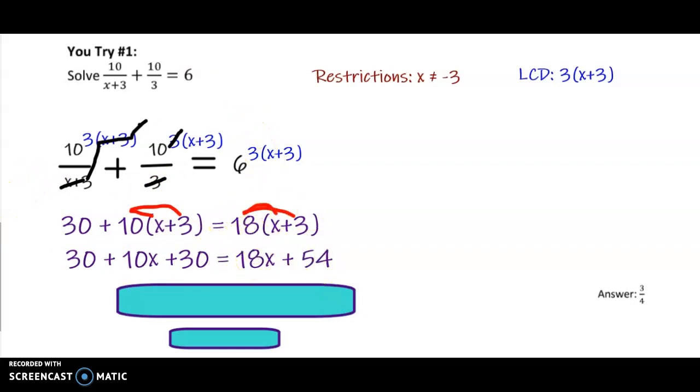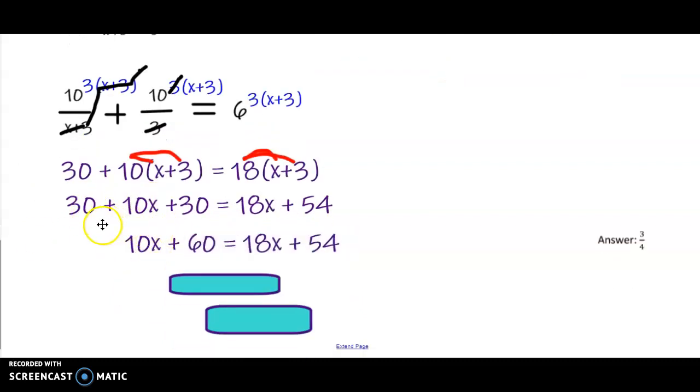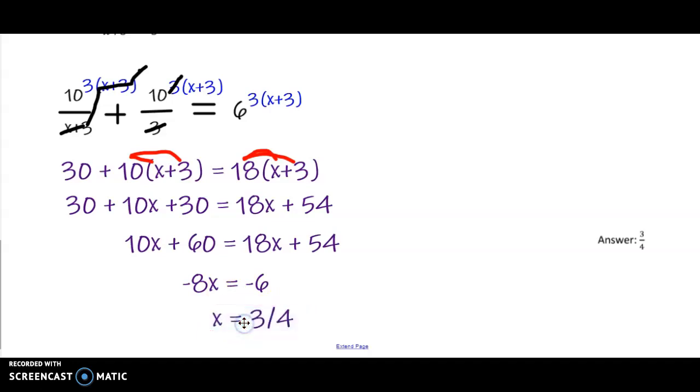And then I'm just solving my equation. When I simplify the left side, I get 10x plus 60 equals 18x plus 54. Subtract 18x from both sides and subtract 60 from both sides. I get negative 8x equals negative 6. And when I divide by negative 8, I do get an answer of 3/4. So that is the answer I get.